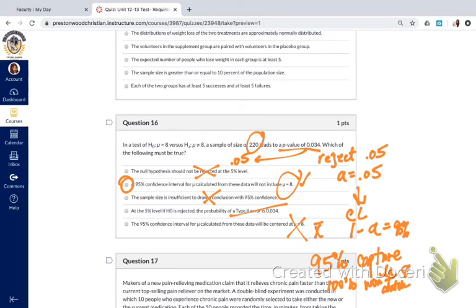So I think that's where we get the 100% of the time thing a little mixed up. We can confidently say that it won't include 8, but we can't 100% say that it will contain the actual mean. We can only be 95% confident of that.